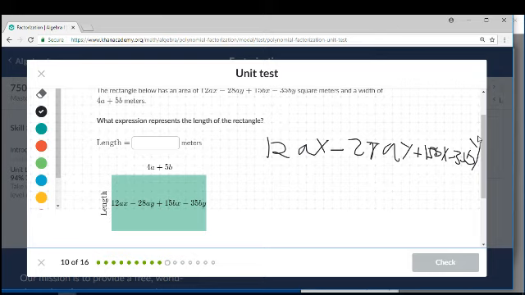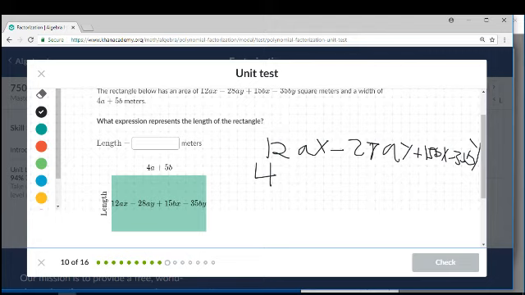Here, 6, we can factor out 6a. Sorry, they're going to want us to factor out 4a. That's okay. We're going to have to factor out 4a. If we factor out 4a, we will get 3x minus, and then 28 divided by 4 is 7, minus 7y.